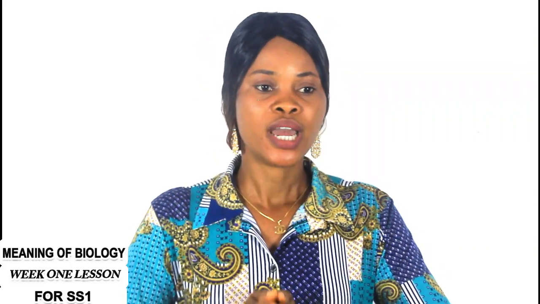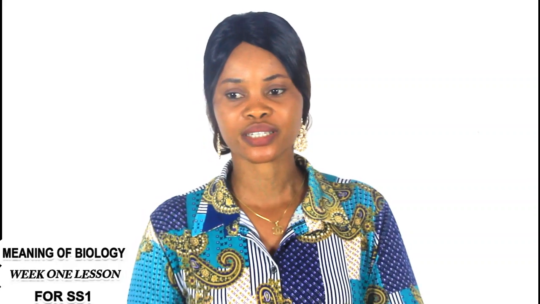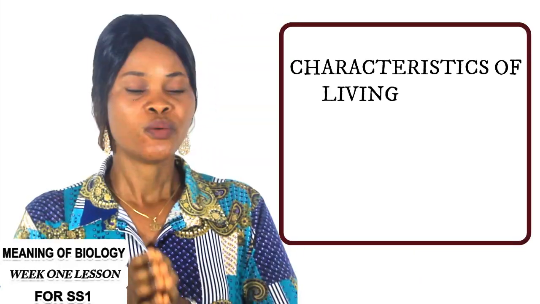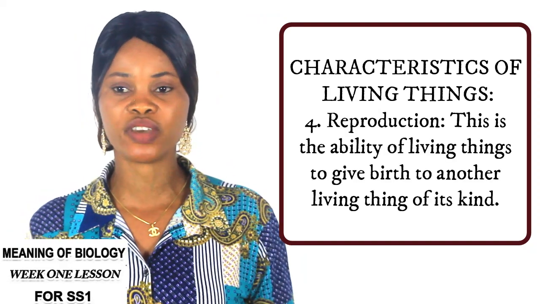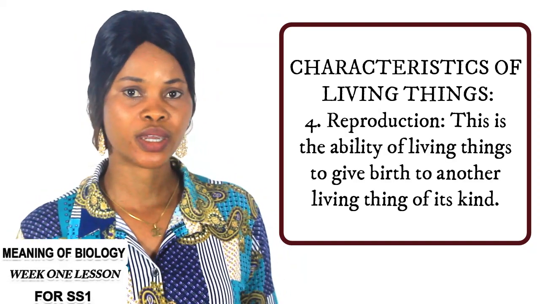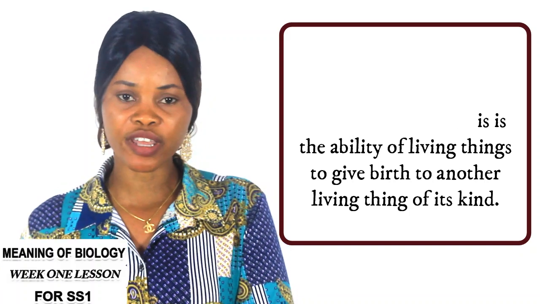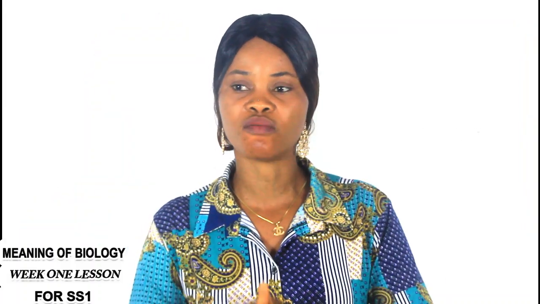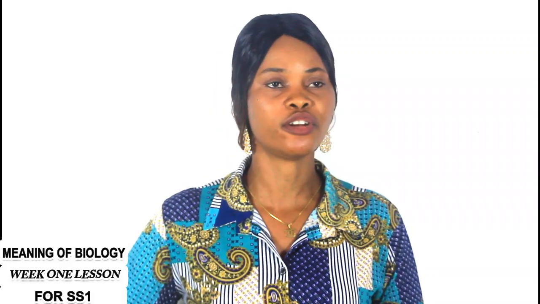We have another characteristic, which is reproduction. Reproduction is the ability of living things to give birth to another living thing of its kind. There are many different ways of living things doing that. We have the sexual reproduction and the asexual reproduction. We have many other characteristics which we may not have the time to mention all of that.